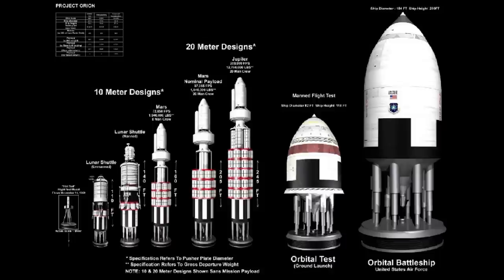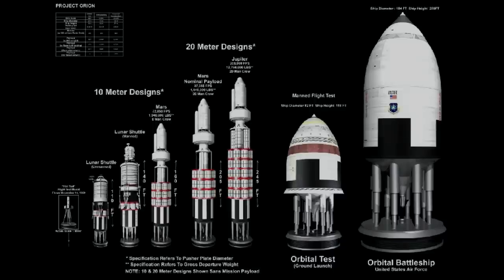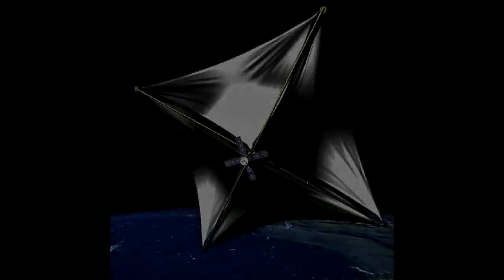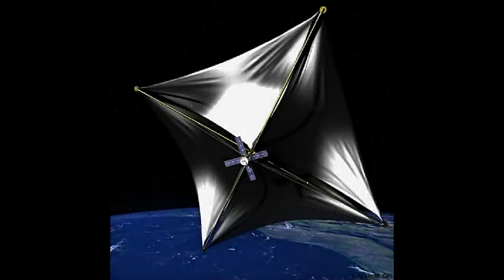But Orion would cost hundreds of billions of dollars, 10 times more than the Apollo program. Moreover, the 1963 Partial Test Ban Treaty prohibited nuclear detonations in space. Project Orion was cancelled in 1964. Since then, we've found better ways of reaching the stars. One of those ideas is the star chip.